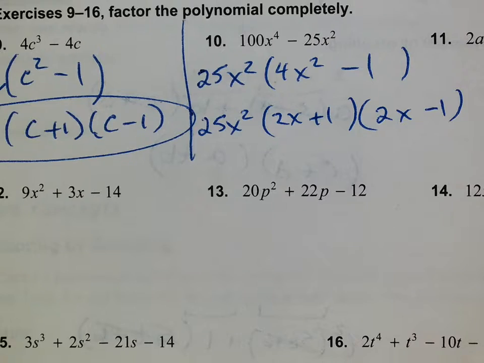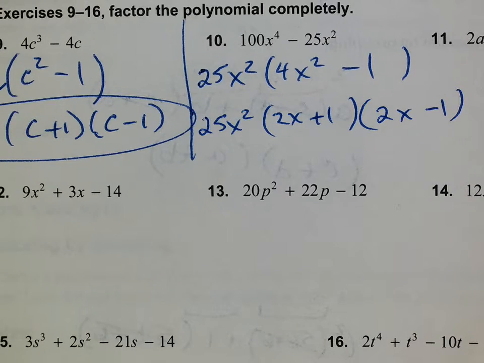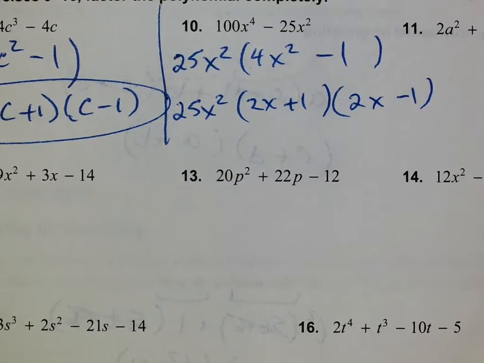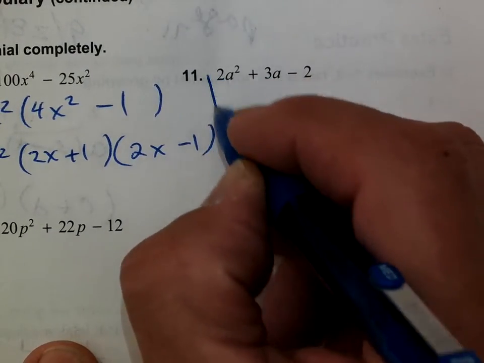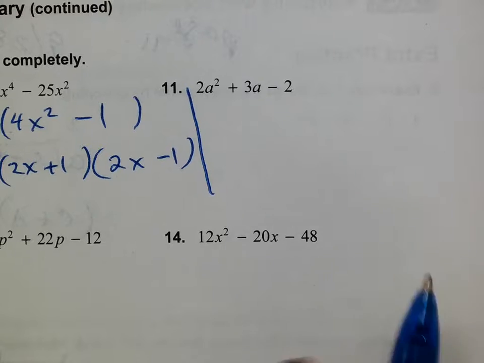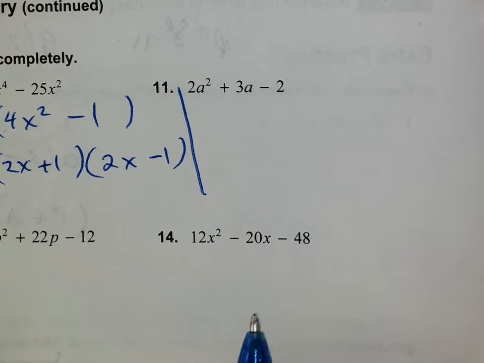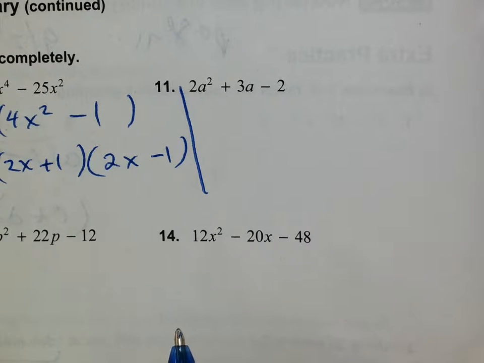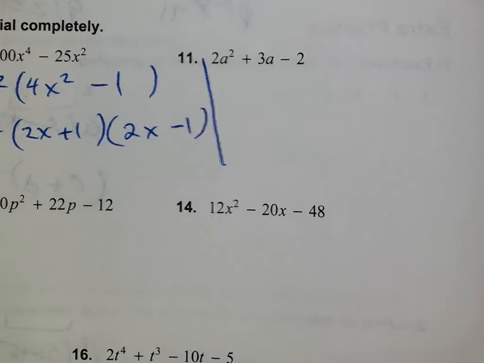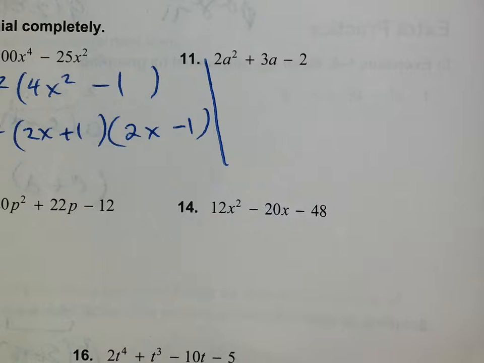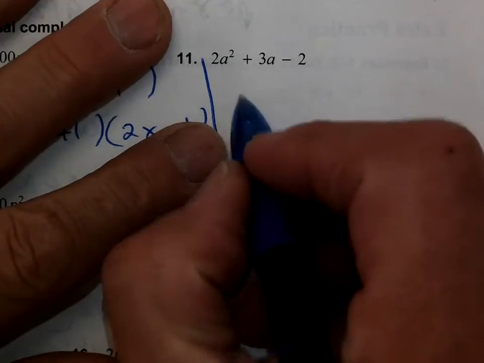Okay, all right, let's do 11. Do they have anything in common? No. So we've got regular factoring, right? I'm going to have to do the double smiley on this, though. This is going to be the double smiley one.